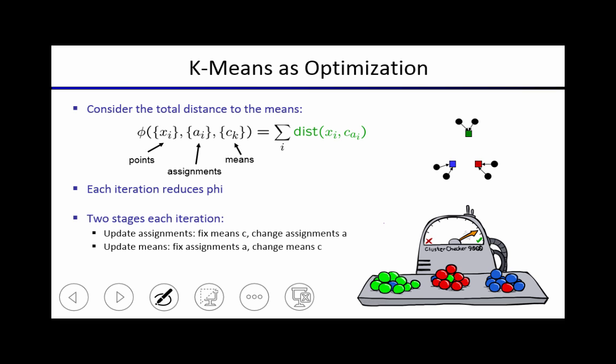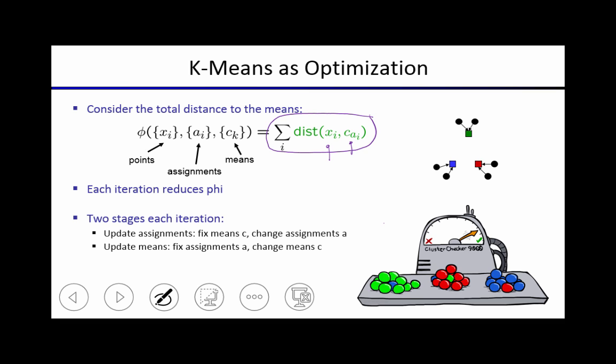So the objective function for k-means that you can back out, if you think about it carefully, is that we're looking at the sum of the distances for each data point xi to its cluster center c_ai, where ai is the assignment that we have for data point i. So ai is an index into one of our k cluster centers.